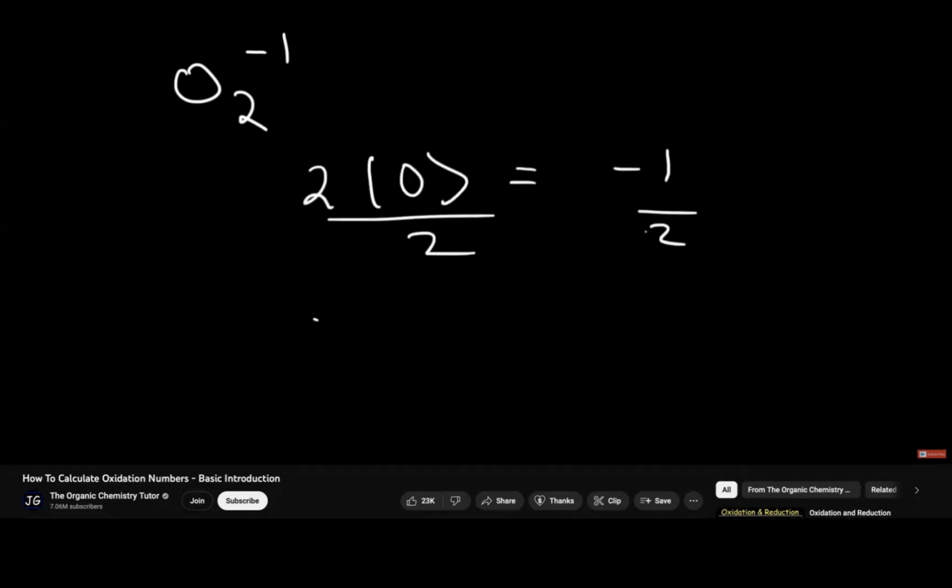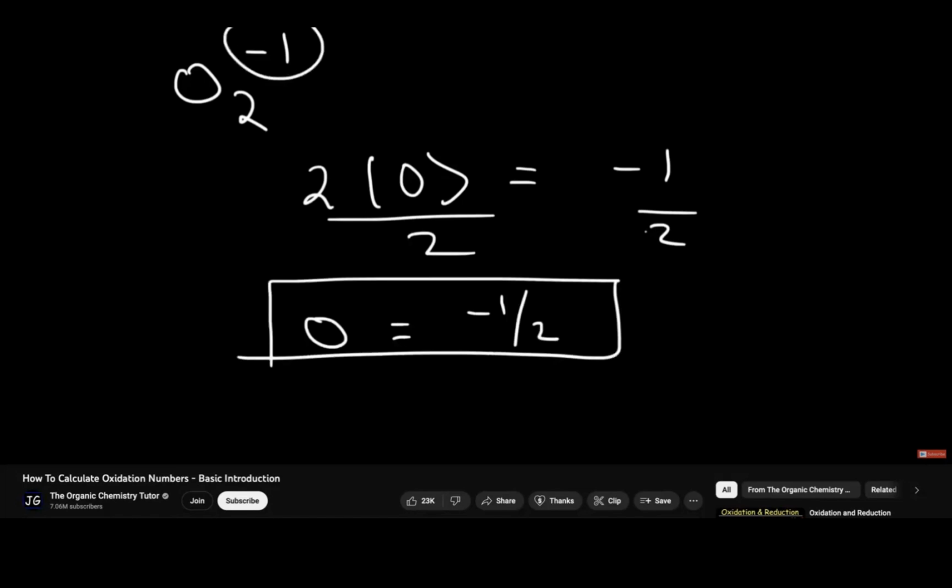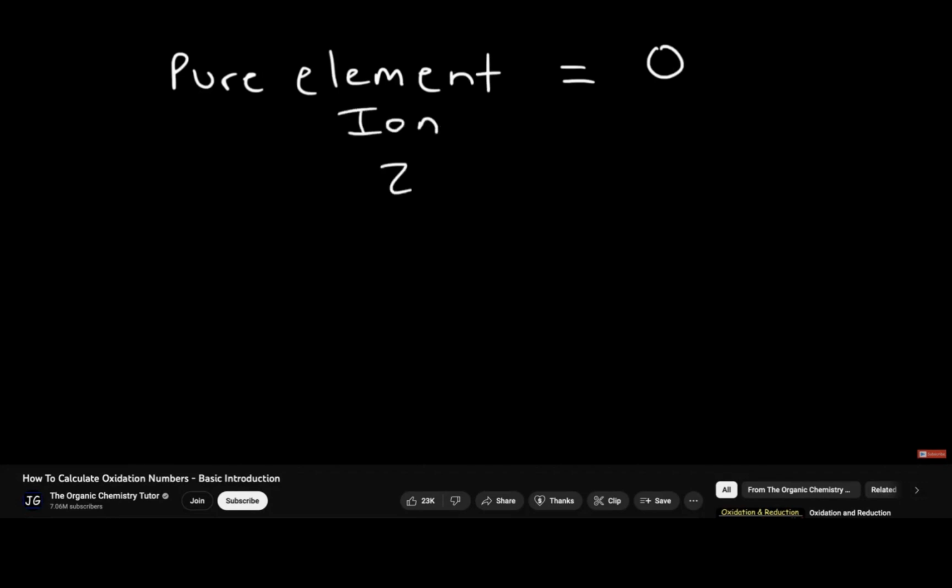This is the superoxide ion. So if you want to find the oxidation state, you need to divide the total charge by 2. So each oxygen atom has a net charge of -1/2. So two of them combined will have a net charge of -1. So keep this in mind. Anytime you have a pure element, the oxidation state will always be 0. And if you have an ion, let's say if it's a monatomic ion, the oxidation state is the same as the charge of that ion. Now let's talk about compounds.